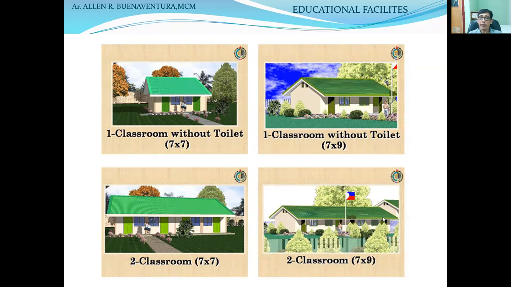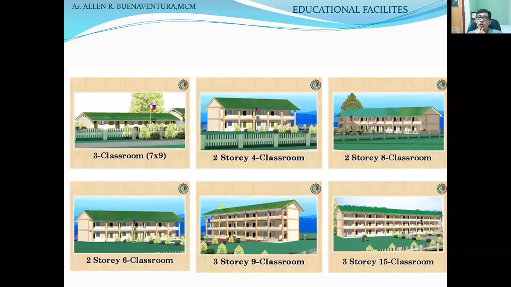Okay. So the classroom without toilet is 7x7. Classroom with toilet is 7x9. So two classrooms with 7x7 and two classrooms by 7x9. So they have different types of configuration like this one. So we have the design for three classrooms, 7x9. We have designs for four classrooms, eight classrooms, six classrooms, nine classrooms, and 15 classrooms.